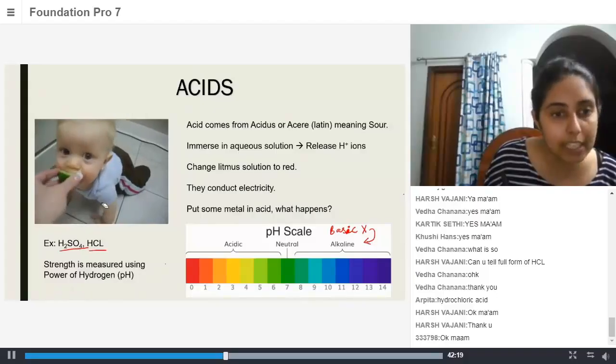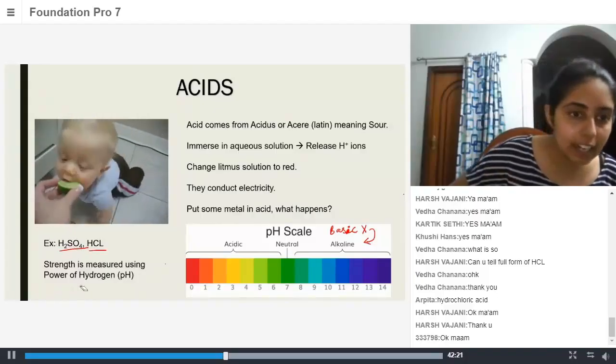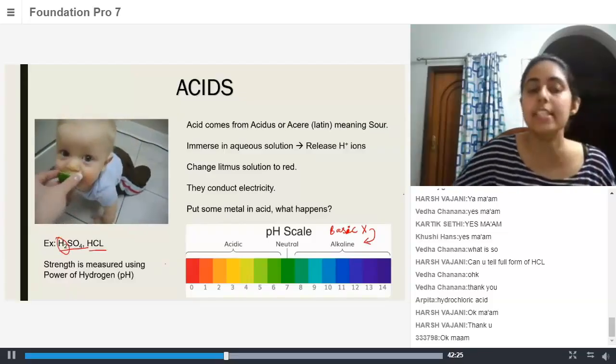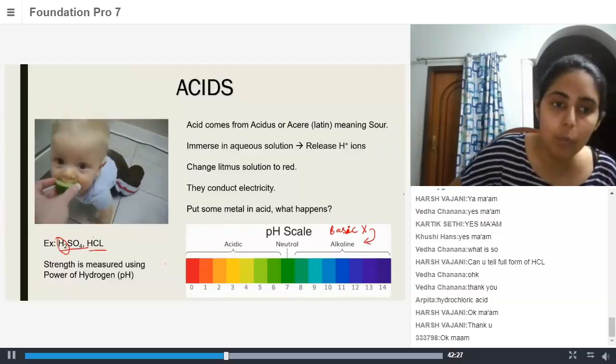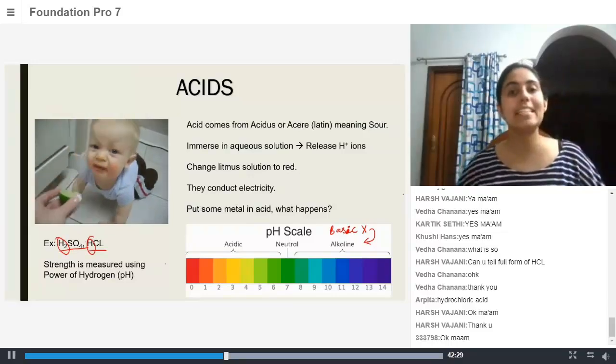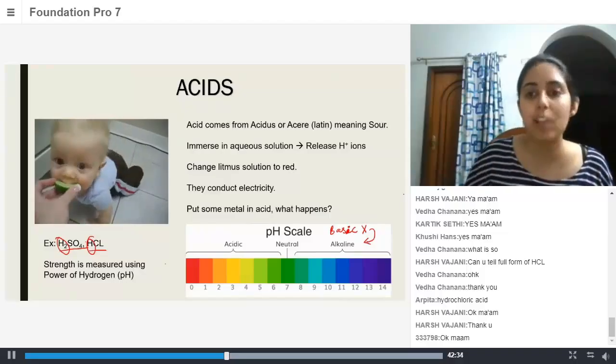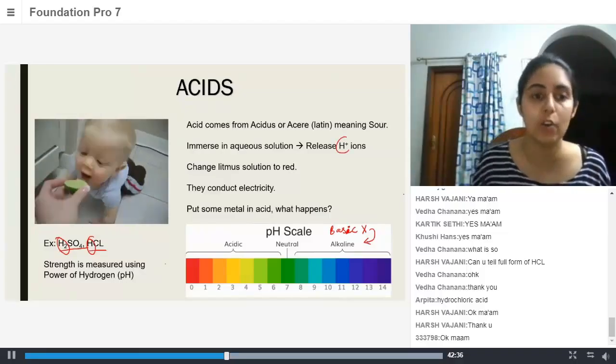Okay, so notice in both of these that there are hydrogens present. In sulfuric acid, I have two hydrogens. In hydrochloric acid, I have one hydrogen. So what I'm saying is that acids always have hydrogens in them. They will always have H plus ions in them.